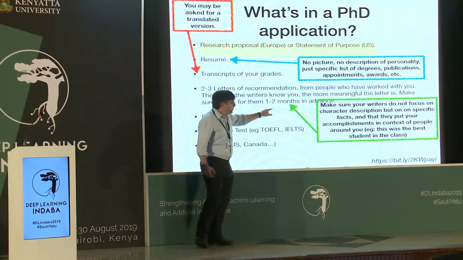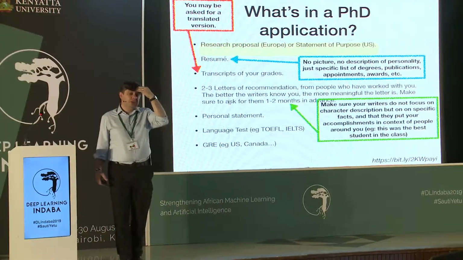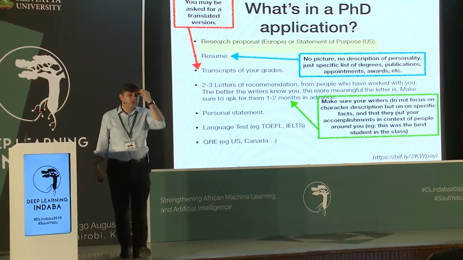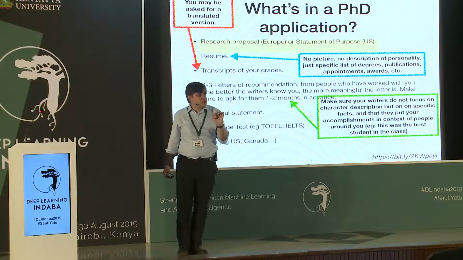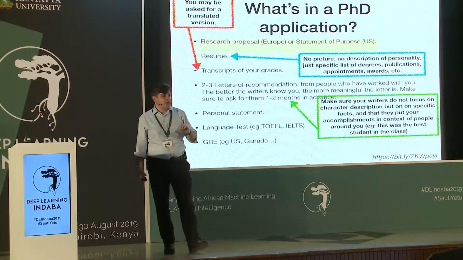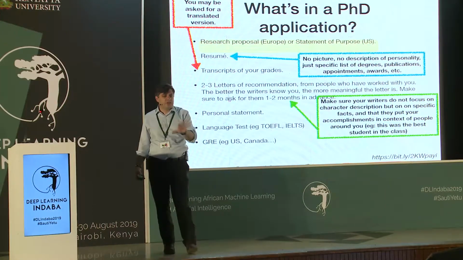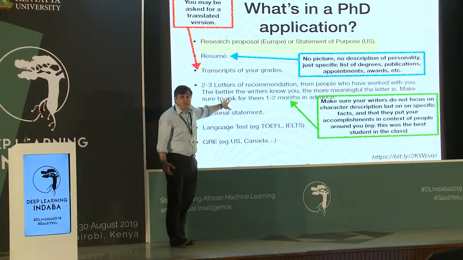Okay, so the letters of recommendation. I can tell you that at Brown, we only very occasionally get PhD applicants from African universities, and unfortunately in many of those cases, the letters of recommendation look like a character reference. They will say that this person is very trustworthy, and they show up on time, and they're a very nice person, and everyone loves them. Okay, but that's not actually what this is trying to achieve.